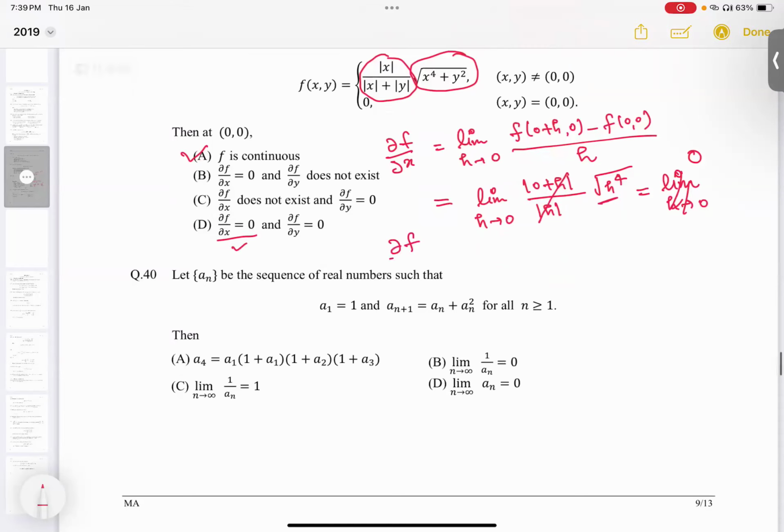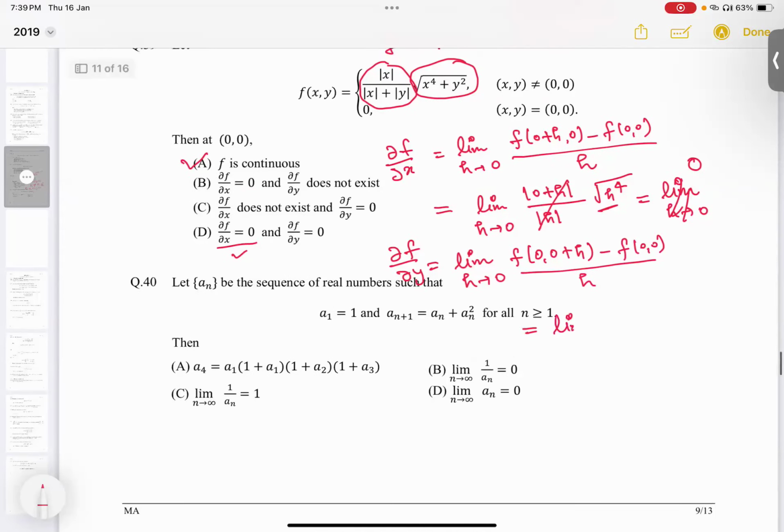Now, similarly, if you calculate del f on del y, this will be equal to the limit as h tends to 0 of f(0, 0 plus h) minus f(0, 0) upon h, right? So if you plug in the values, x is 0, so this is 0 into something. So this will be 0 minus 0 because x is 0, and 0 into something is always 0. So this will be 0. This is also true. So our correct options are A and D, right?